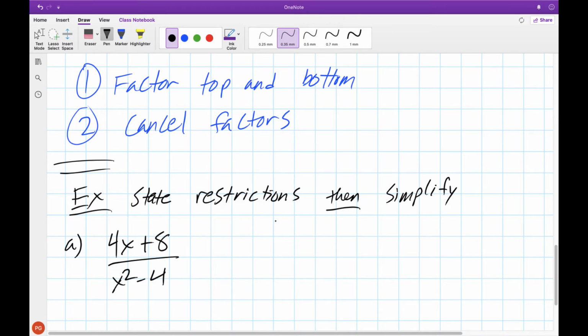Remember that when we state our restrictions, in order to do that, we need to factor the bottom here. And we might as well factor the top while we're at it. Starting with the top, I can take out a common factor of 4. On the bottom, we've got a difference of squares, which means I can factor it using our special case.